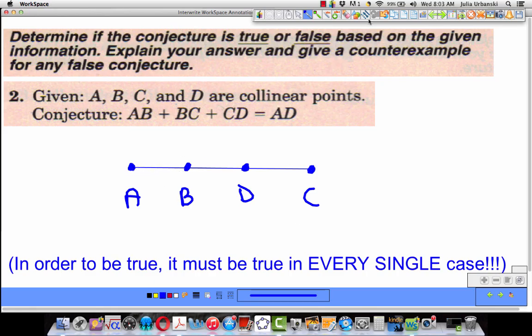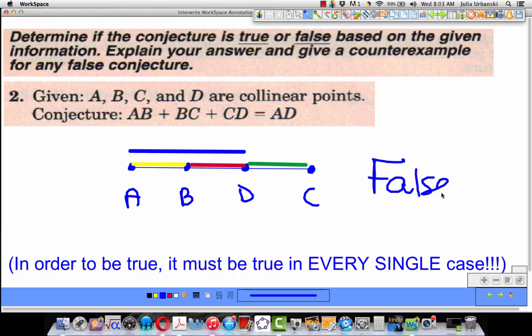AB, this one right here, plus BD, plus CD, the green one. Those three added together is supposed to add up to AD. But if I draw AD, it's too short. Those three lines together don't make AD. So it's not true 100% of the time, it's only true some of the time, and in that case, we call it false.